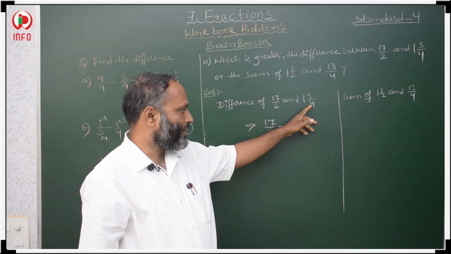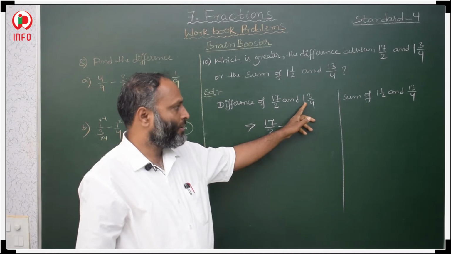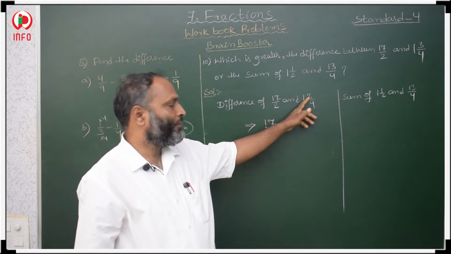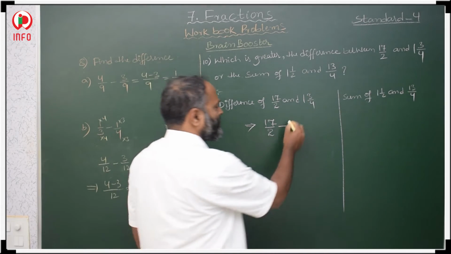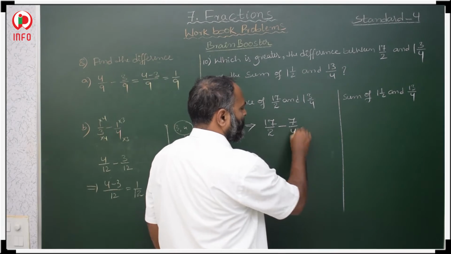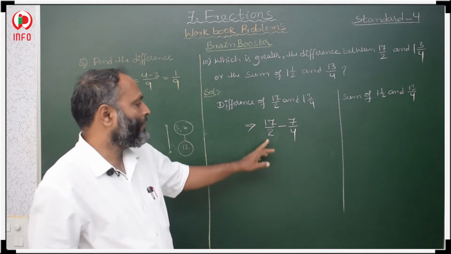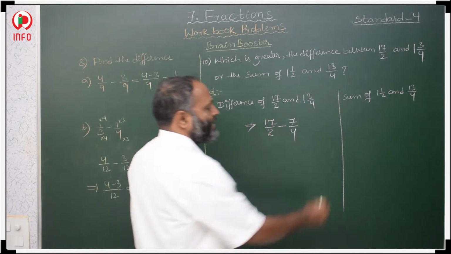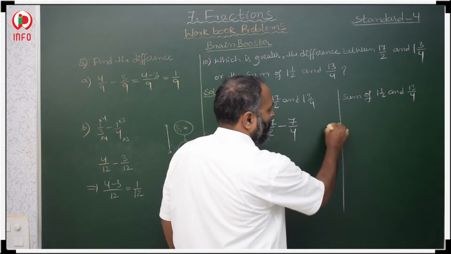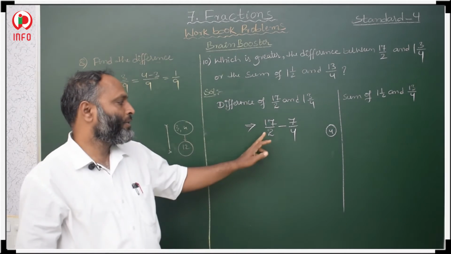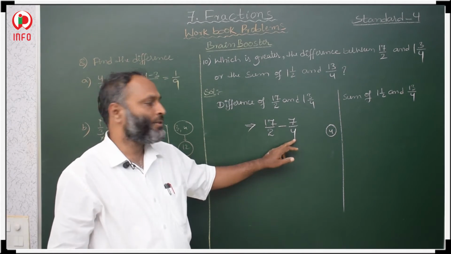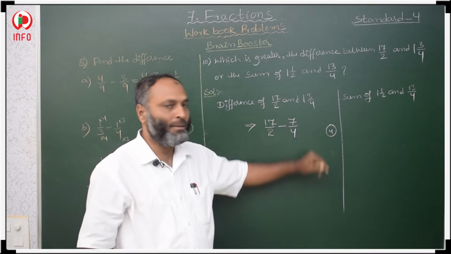First we have to multiply these two. 4 ones are 4. To that 4 we have to add this 3. 4 plus 3 is 7, so 7 by 4. Okay. Now we have to find the LCM of 2 and 4. The LCM of 2 and 4 is 4. Why? 2 is a factor of 4. That is why the bigger number is the LCM.